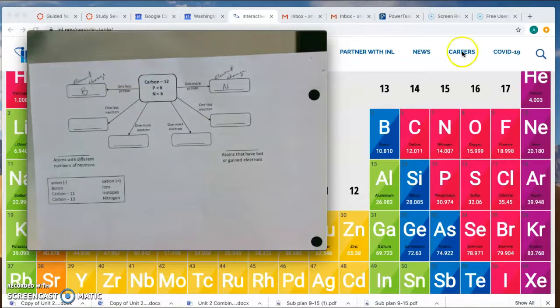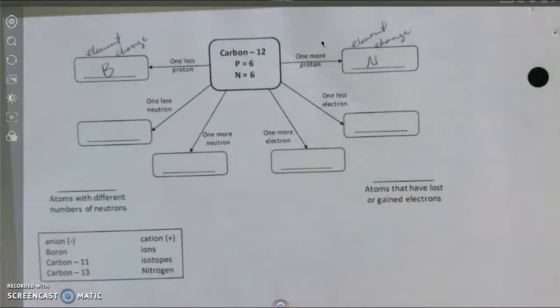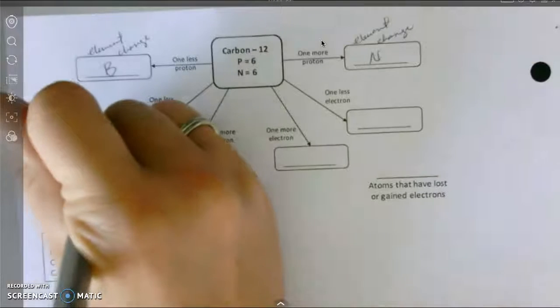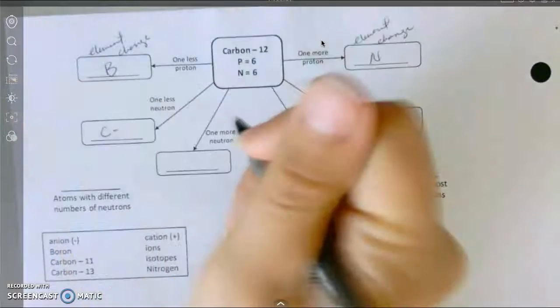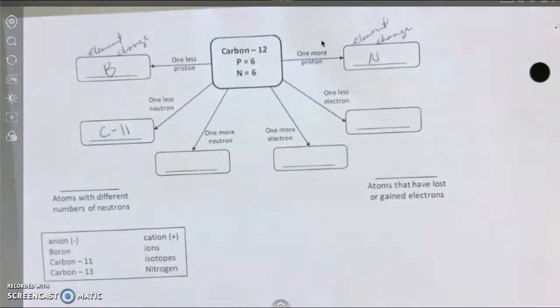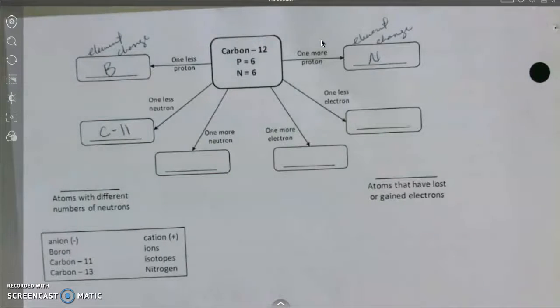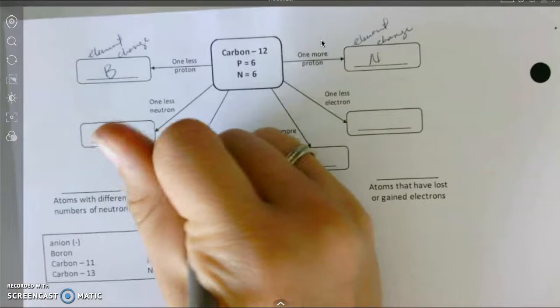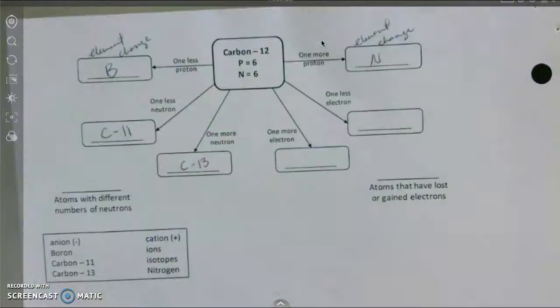Okay. Now, what if we had 1 less neutron? So instead of 6 neutrons, we had 5 neutrons. That would change my mass. I'd still be carbon, but now I would be carbon-11 instead of carbon-12. Now, similar idea, if I gain a neutron, I still have 6 protons, so I'm still carbon, but my mass number increased, so now I'm carbon-13.